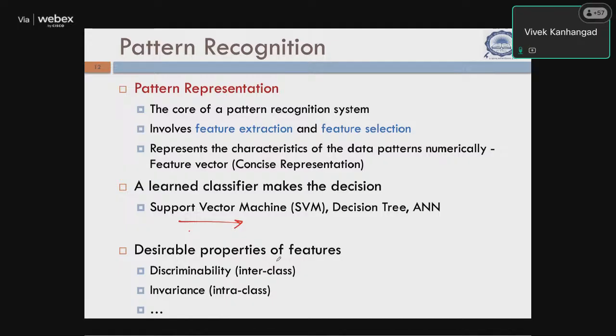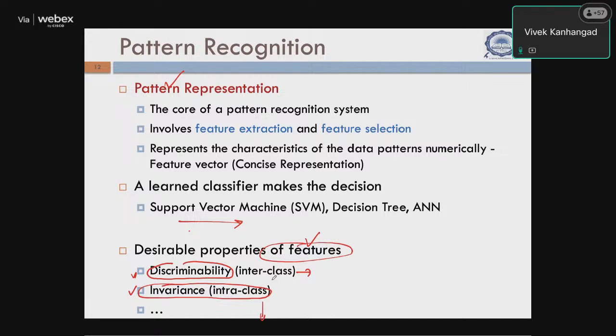Now, when you're developing a pattern representation system and you talk about features, what are the desirable properties of the features? Of course, the list is slightly long, but two important aspects are discriminability and invariance. These are very important things to understand.